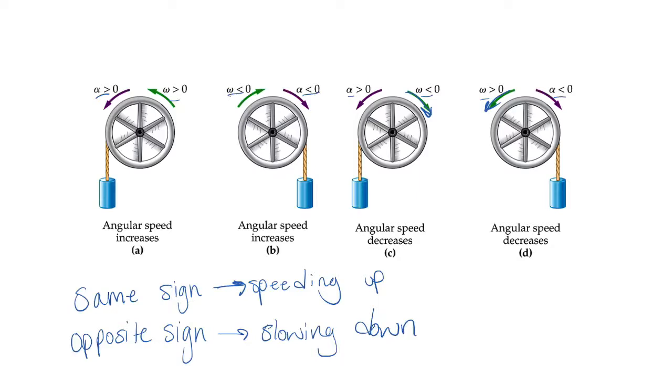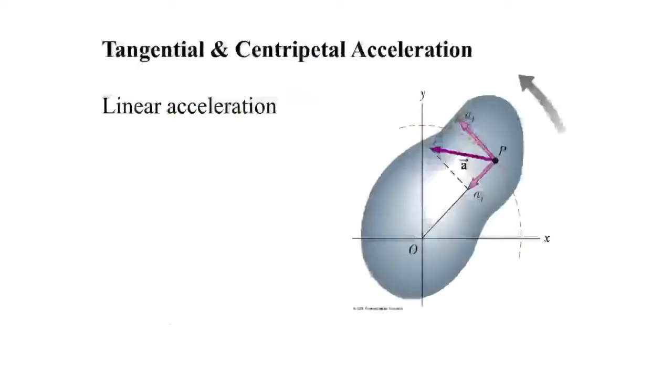Except, unfortunately, it's not actually that simple. Well, I shouldn't say that. Angular acceleration is that simple. But then when we think about total acceleration of something that is traveling in a circle, there are two things we really have to look at. Because there's still acceleration happening now in two linear directions, and that's our tangential acceleration and our centripetal acceleration.